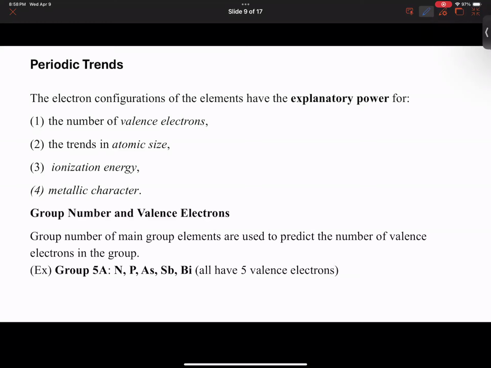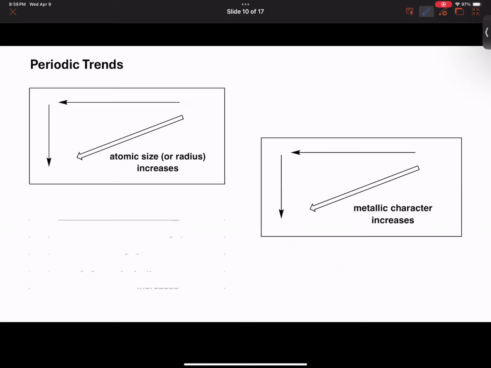And let's look at group number and valence electrons. The group numbers of main group elements are 1A, 2A, 3A, 4A, and so on up to 8A. They are very useful to predict the number of valence electrons for the elements in that group. For example, group 5A, from top to bottom, period 2 nitrogen, phosphorus, arsenic, antimony, and bismuth in this order. They have similar characteristics. Why? Because their number of valence electrons are the same, 5 valence electrons. So this number before the group letter A tells us the number of valence electrons. Now let's go into the periodic trends.